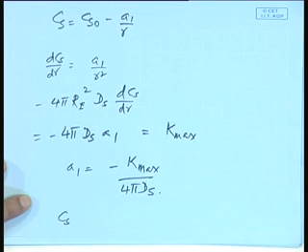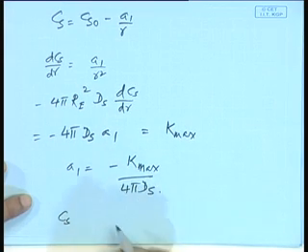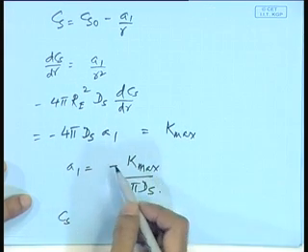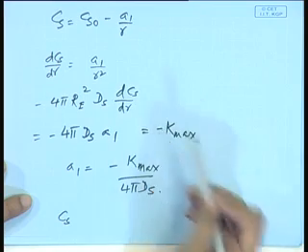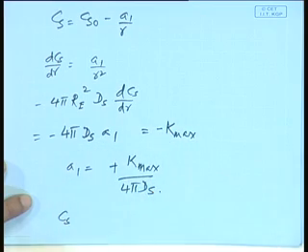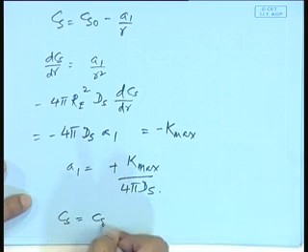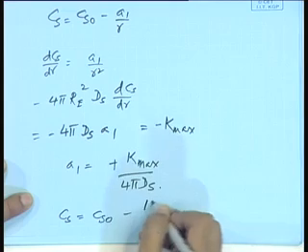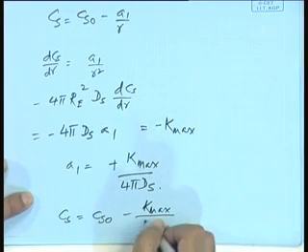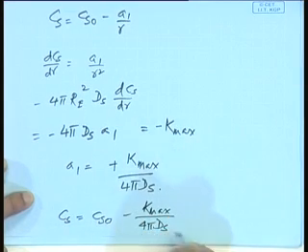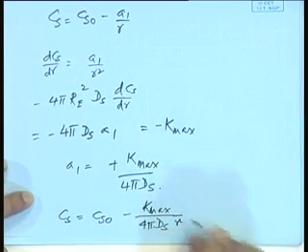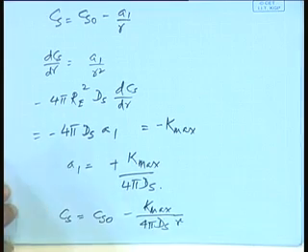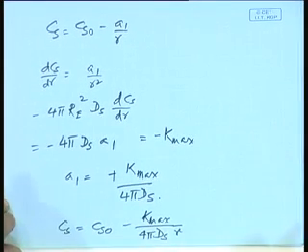I think there is a sign thing. So, this should be minus, I think, and this should be plus here. So, Cs equals Cs naught minus k max over 4 pi D_s over r. Done. So, this is what we wanted.